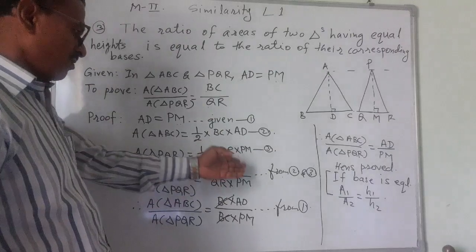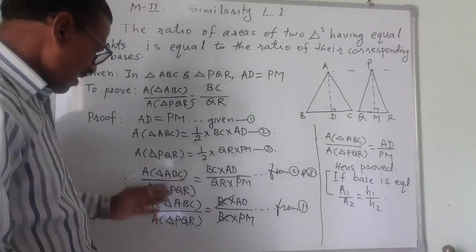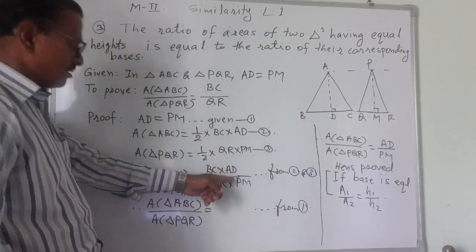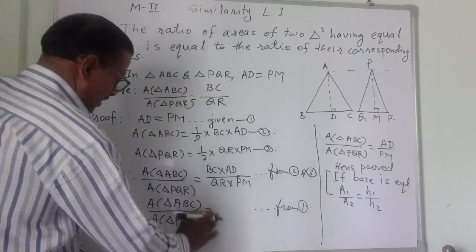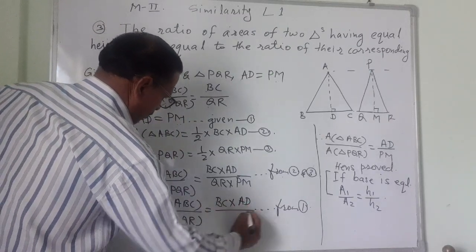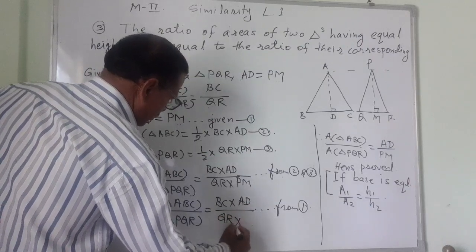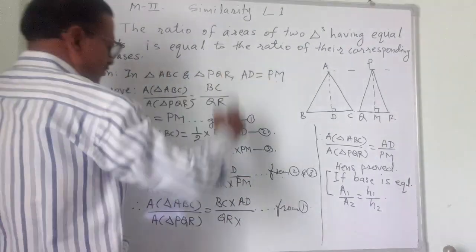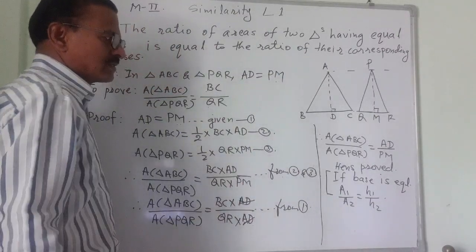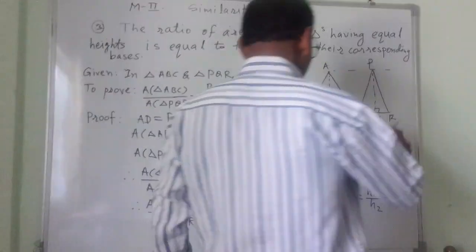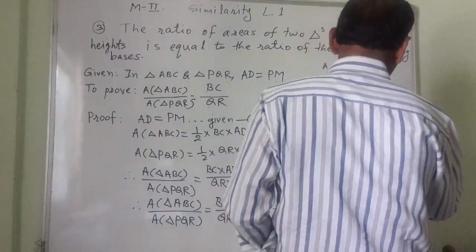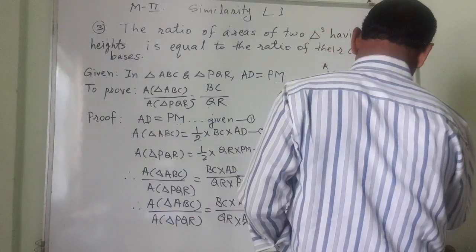Therefore, area of triangle, this will be the same from 2 and 3. Now in the third, here what I will change is only this. So BC into AD upon QR into PM, and AD are the same. So here I can write AD and then cancel this. So area of triangle ABC upon area of triangle PQR is equal to the ratio of their corresponding bases, meaning BC upon QR.